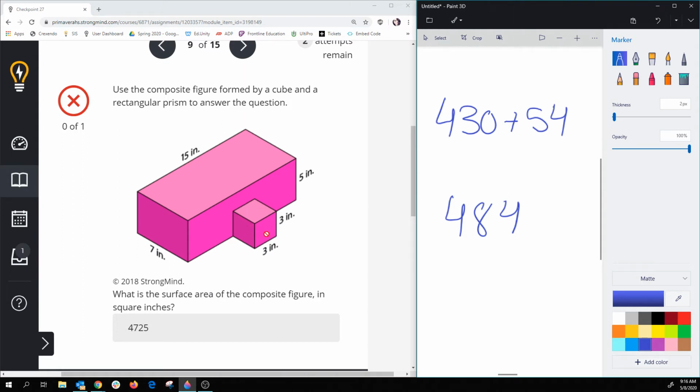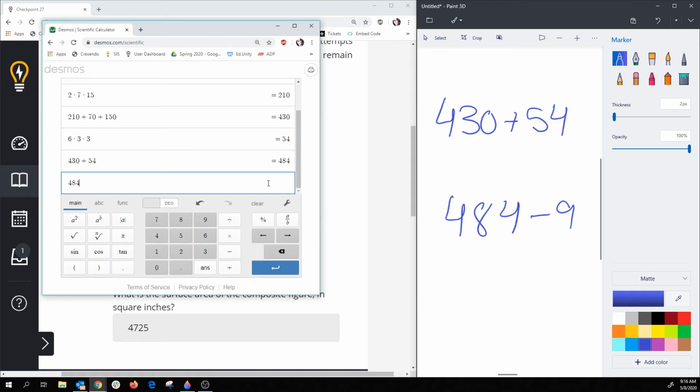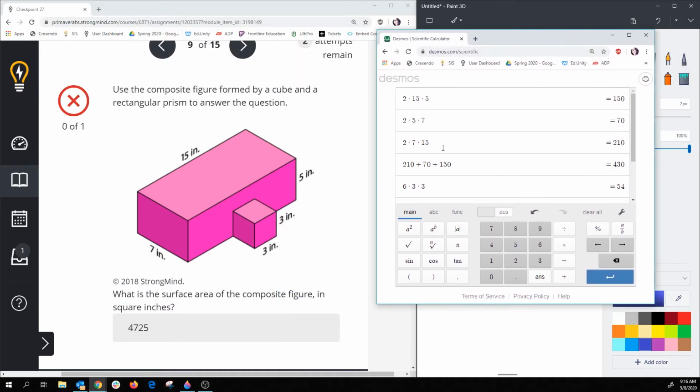So this front side here is going to have the same area as this back side. The front area of this cube is 3 and 3, right? So 3 times 3 would give me 9. So I need to subtract 9, which is the area of this back side of my cube that's attached to my box. If we subtract that 9, I get 475. Let me double check that all my numbers are correct here.